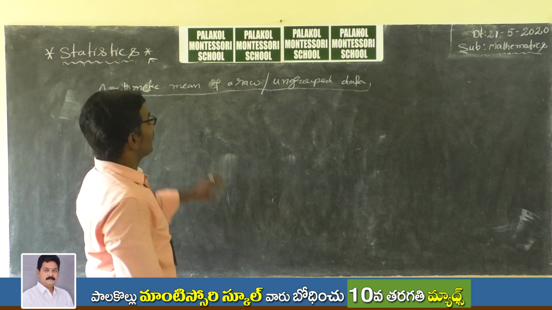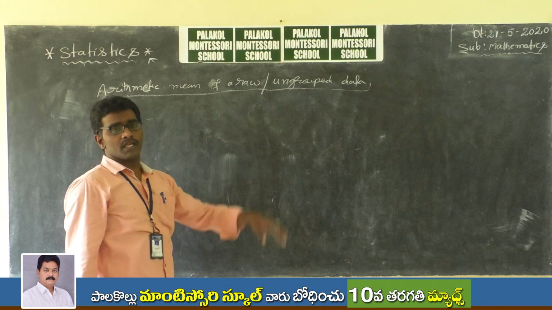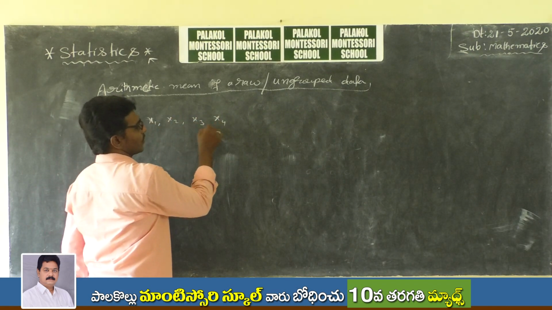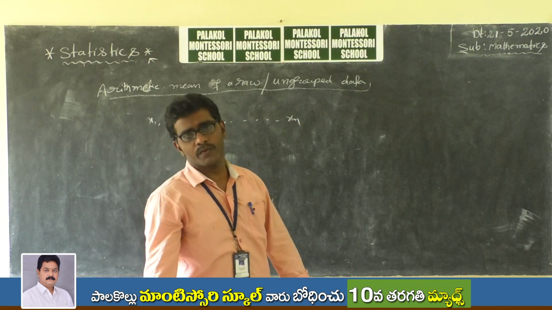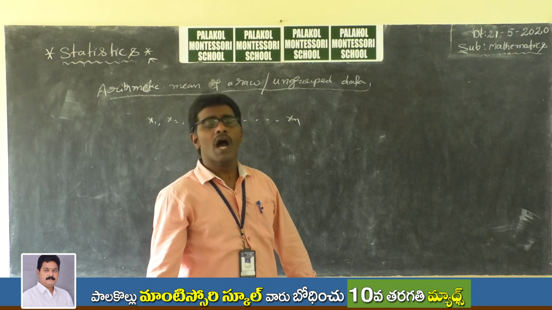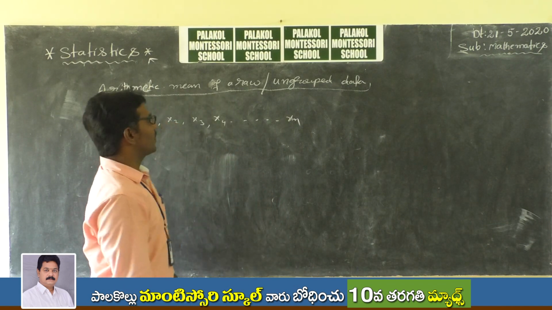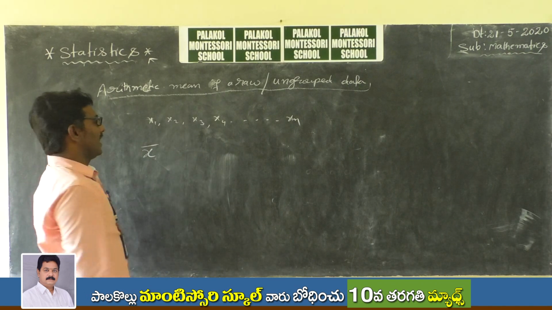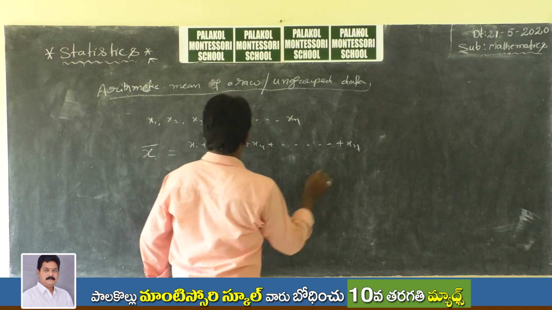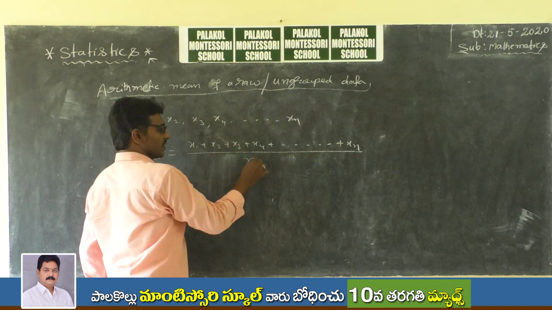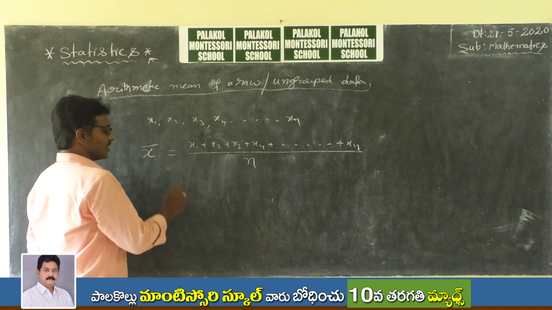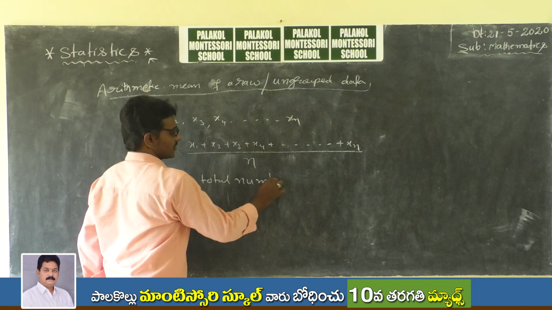Guys, arithmetic mean, how to define it first in the raw data case? You take the observations x1, x2, x3, x4 and so on up to xn. These are called observations. The sum of observations divided by the number of observations is called the arithmetic mean of raw data. It is represented by x bar is equal to x1 plus x2 plus x3 plus x4 and so on plus xn by n, where n is the total number of observations.